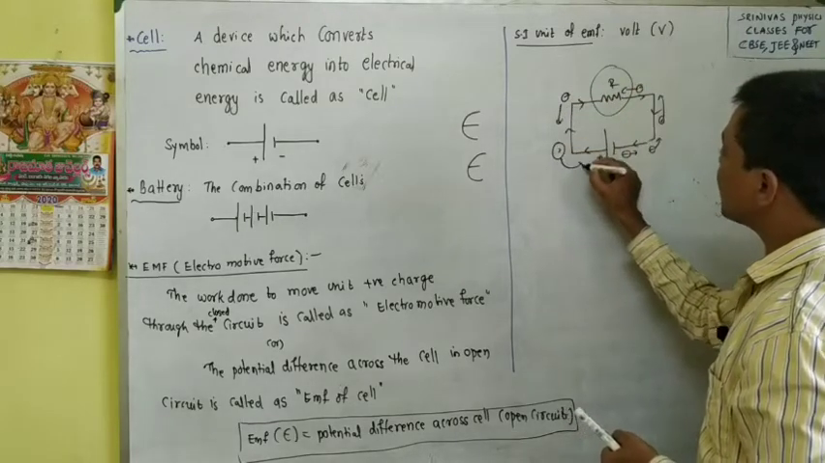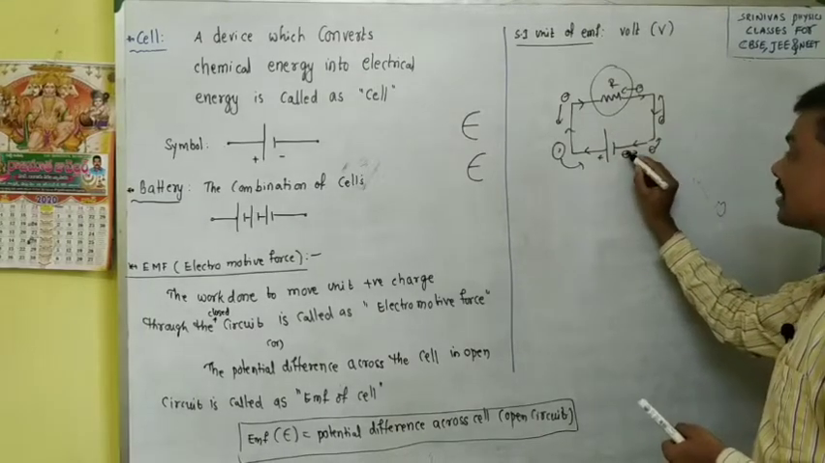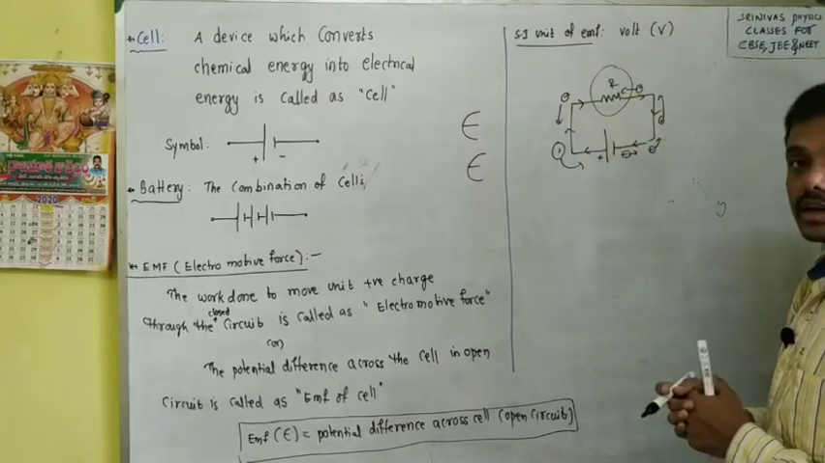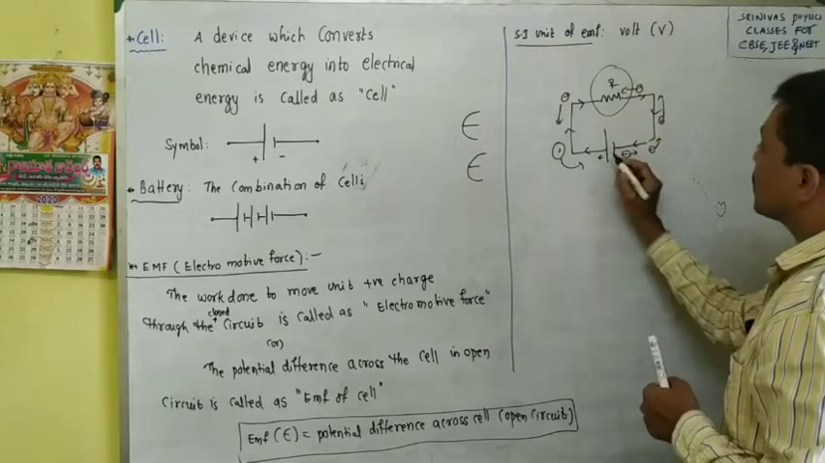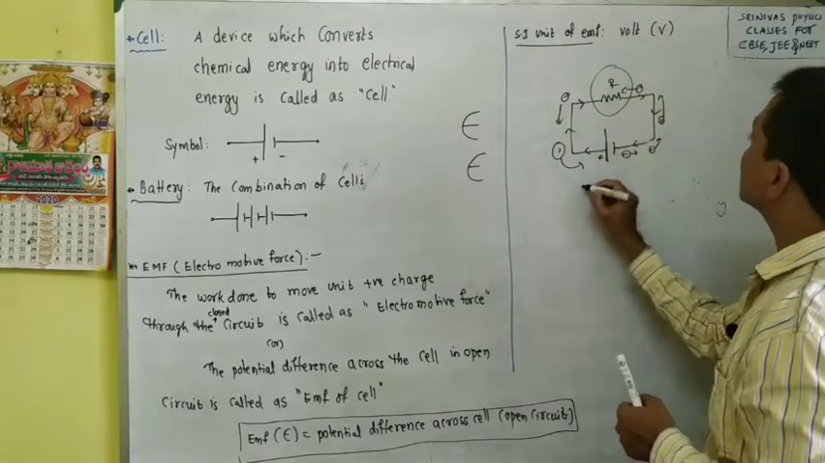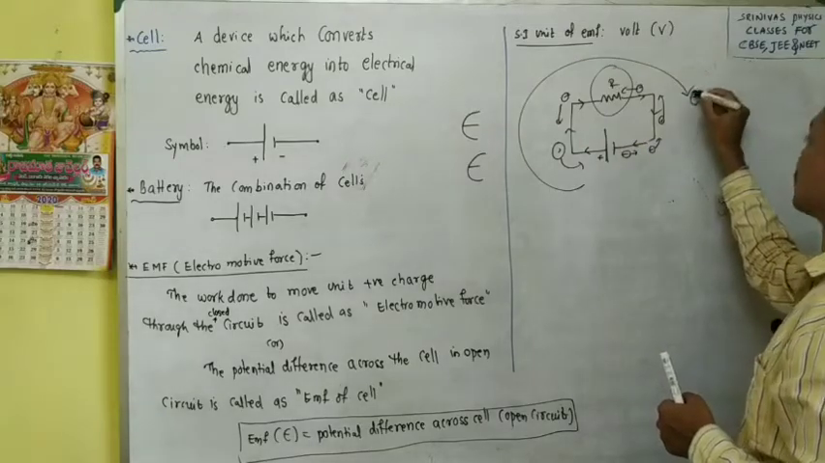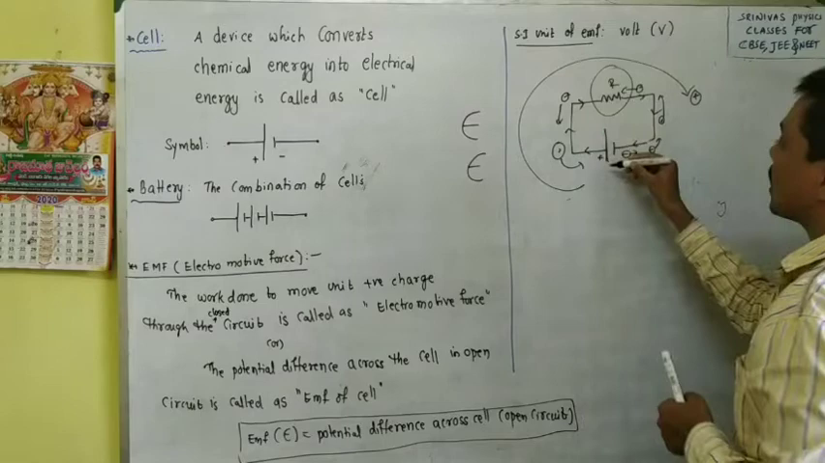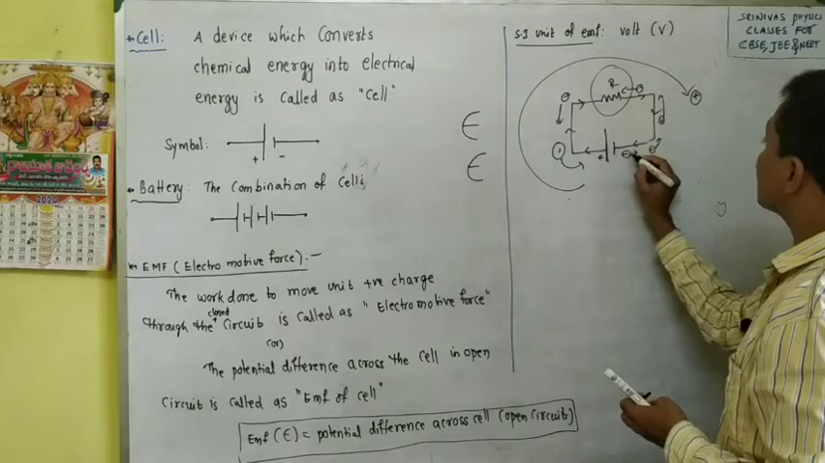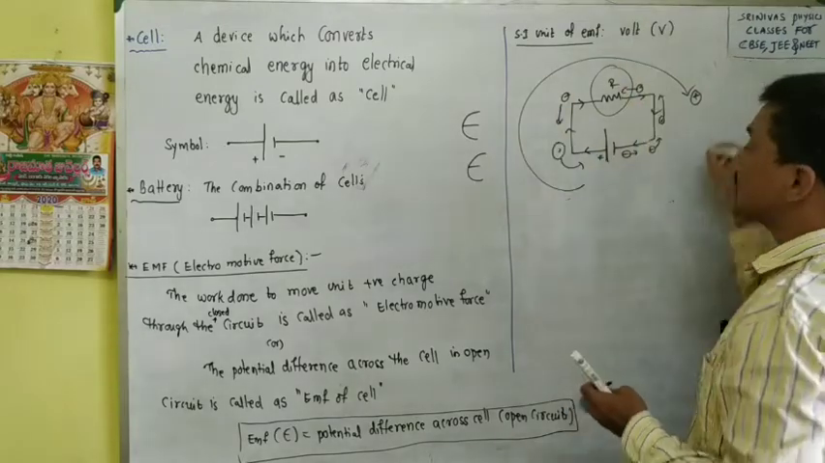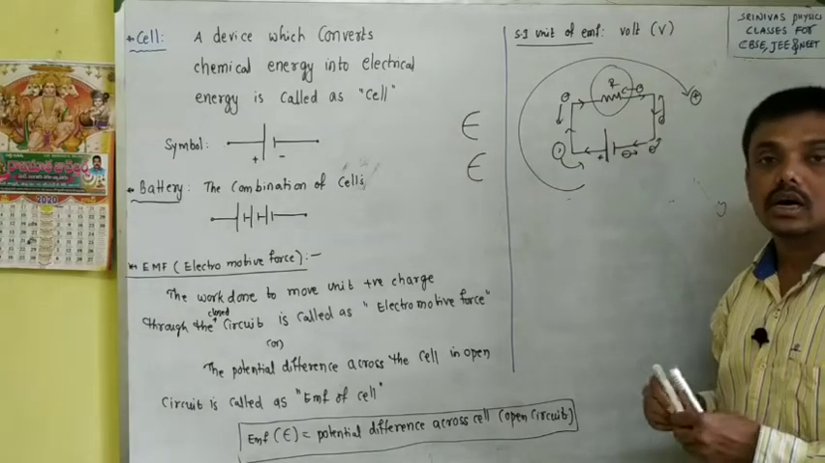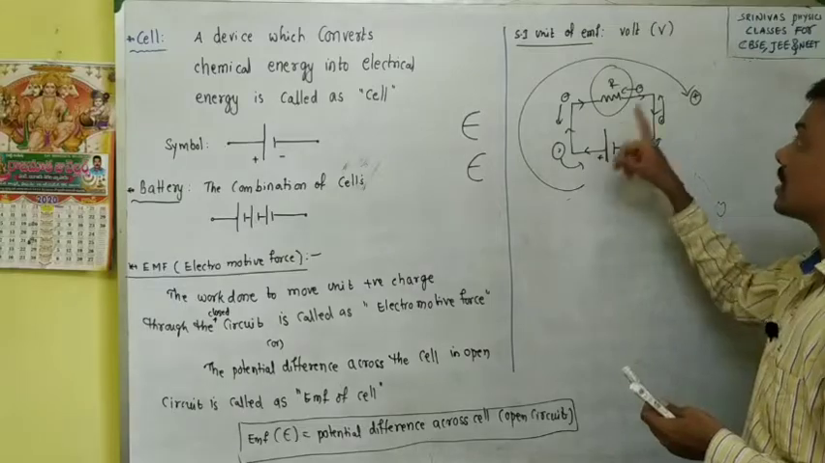That means the battery or the cell is doing some work on the electrons or the charge to move in the circuit. The negative charge is going this way, which means the positive charge goes the other way, because the direction of motion of positive charge is opposite to the direction of motion of electrons. Then the amount of work done to move unit positive charge through the closed circuit is called as EMF.